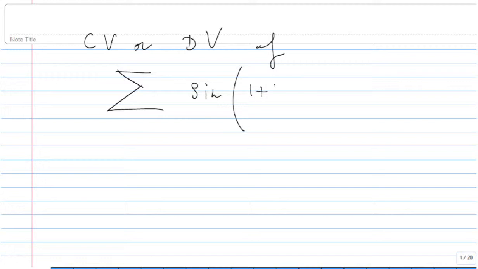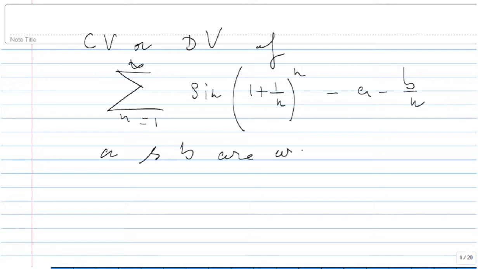So this problem is about to discuss convergence or divergence of the series sum of sine of (1 plus 1 over n) to the power n minus a minus b over n, from n equals 1 to infinity. Of course, the discussion here will depend on a and b. So here we are assuming that a and b are arbitrary numbers.